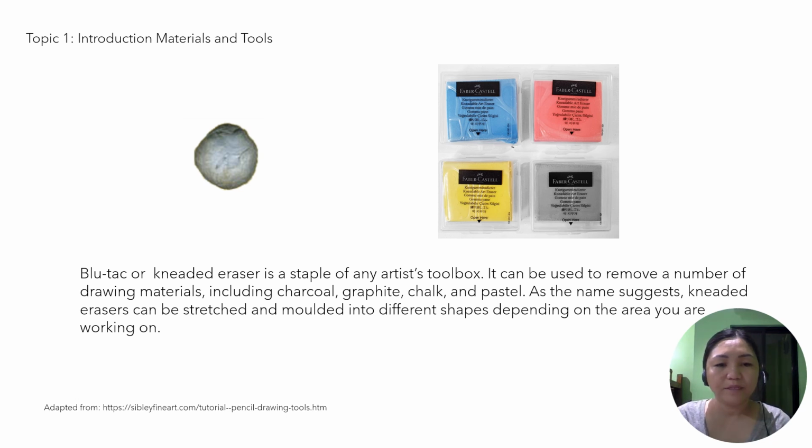So lastly is our blue tack or the kneaded eraser. It's actually a staple to any artist's toolbox. It can be used to remove a number of drawing materials including charcoal, graphite, chalk, and pastel. As the name suggests, a kneaded eraser can be stretched and molded into different shapes depending on the area that you are working on. So that ends our introduction to materials and your tools.